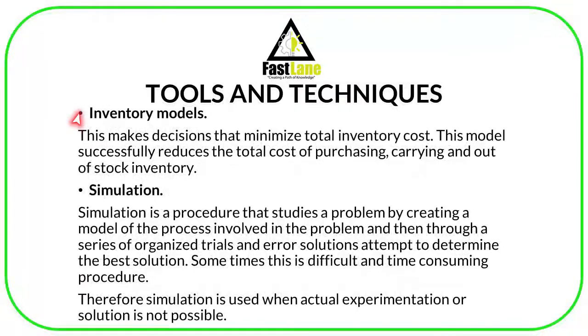Then we have what we call the inventory models. Inventory models make decisions that minimize total inventory cost. In simple terms, inventory means something in stock. We might have goods in stock, that is inventory. So this model successively reduces the total cost of purchasing, carrying, and out of stock inventory. So that is the inventory model. Then we have what we call simulation.